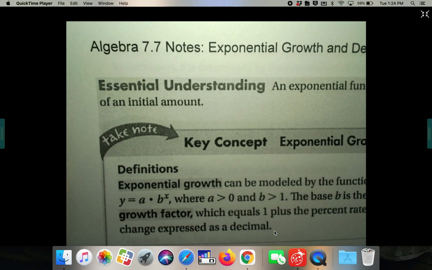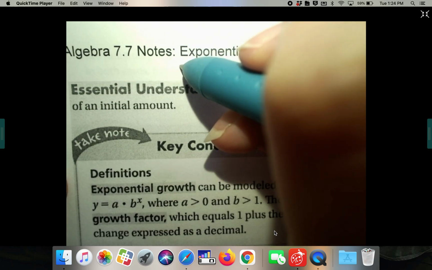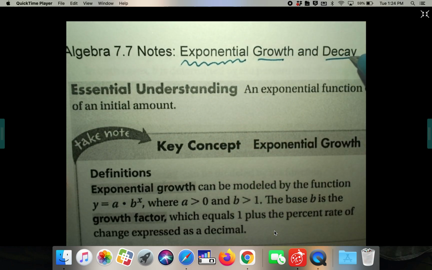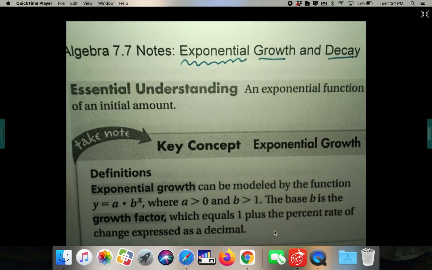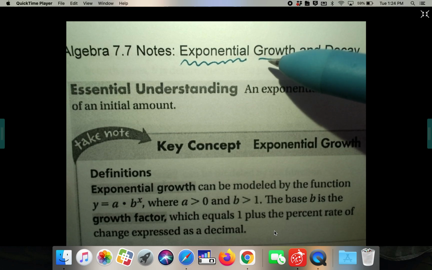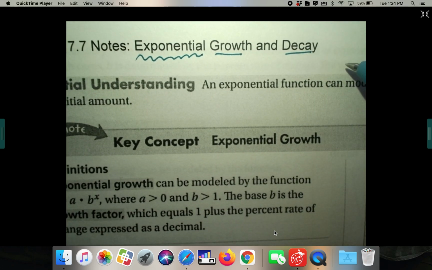Right, our last new lesson in Module 7 for algebra is going to be more exponential growth, more exponential functions, but it's going to be growth and decay and kind of the difference between the two. So it basically is what it sounds like. If it's growing, it's going to get bigger, bigger, bigger. And if it's decaying, it's going to get smaller, smaller, smaller.